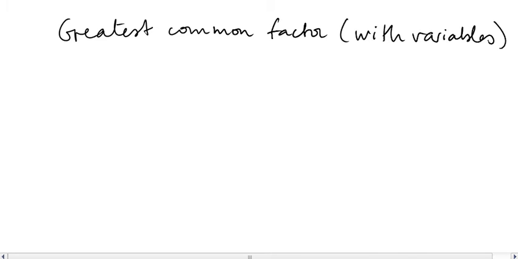In our previous videos, we talked about the greatest common factor and the shortcut with numbers, but what if we tried to find the greatest common factor with variables? For example, what would the greatest common factor be between x squared y and xy? What would the greatest common factor be?